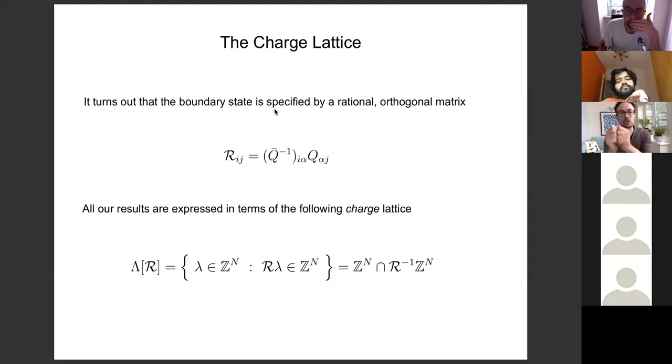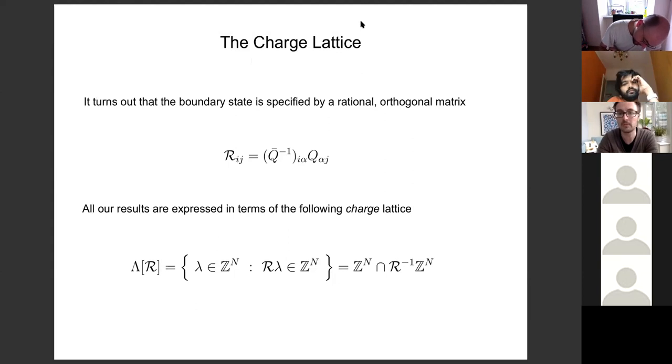But for boundary conditions like 3, 4, 0, 5, this is a slightly sparser lattice, and so on and so on. I'll tell you one of the properties of the lattices shortly. Thank you.